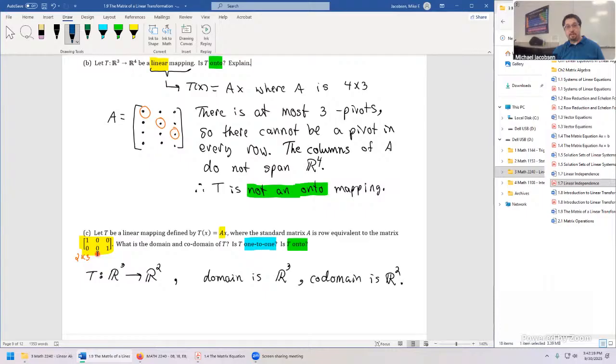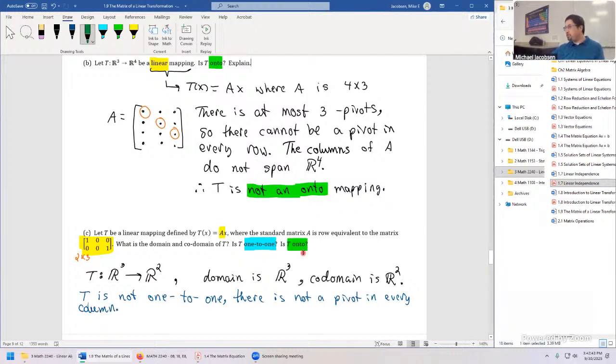Because we're short on time, if we want to be brief, we might say T is not one-to-one. There is not a pivot in every column. Then when we address onto, there is a pivot in every row on this one. So we can say T is onto. There is a pivot in every row.